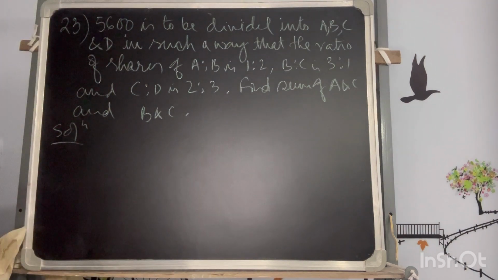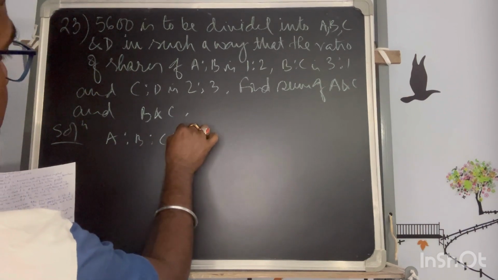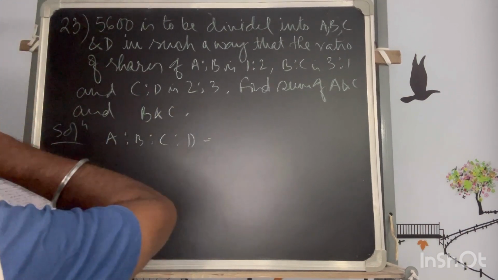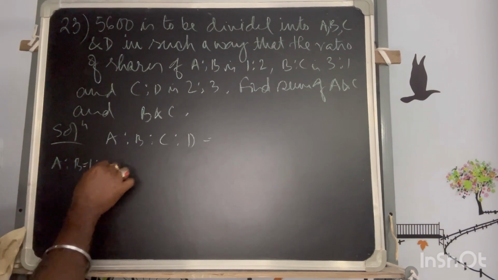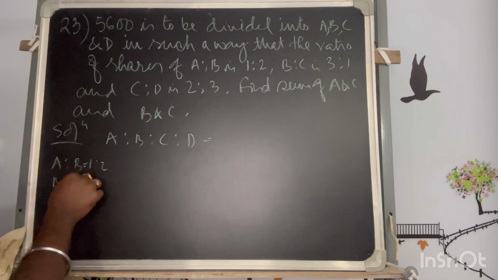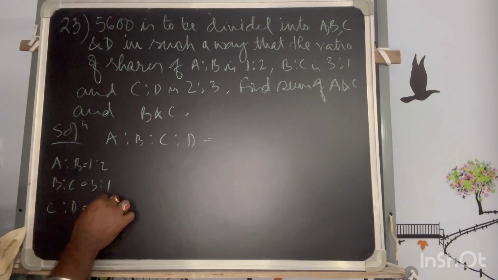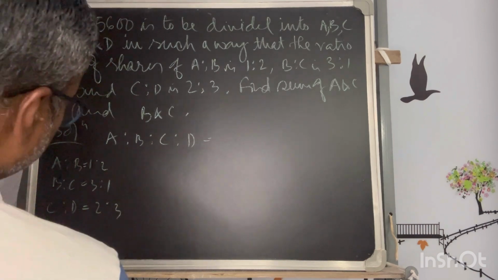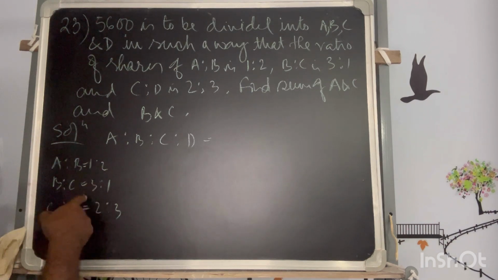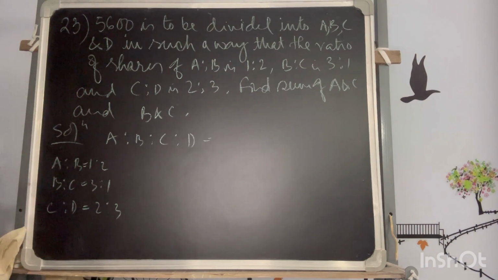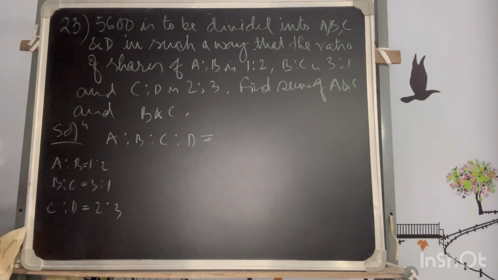So what is the case? First you have to convert it into A is to B is to C is to D. Now we can see that A is to B is equal to 1:2, and B is to C is equal to 3:1, C is to D is equal to 2:3. Now here B and B are the median, and C and C are also the median. So is it possible to convert all this in one shot to the ratio of ABCD?